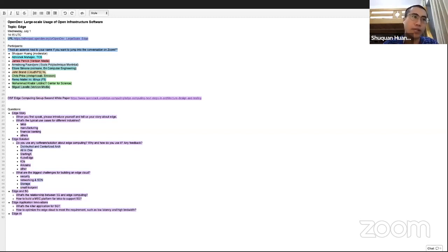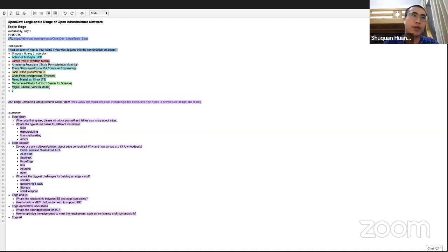Third, we can discuss the relationship between edge and 5G. As we know, 5G is coming and countries are building 5G networks. Does edge computing bring up 5G, or does 5G bring up edge computing? How can we build a MEC platform to let applications use the advantages of 5G?